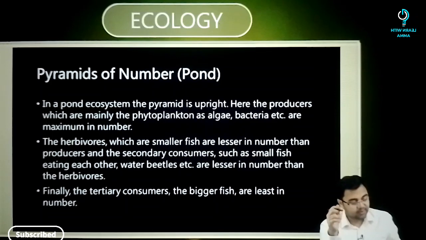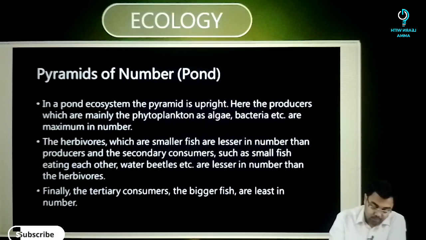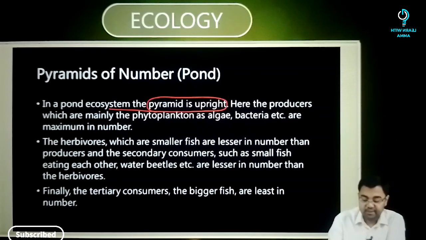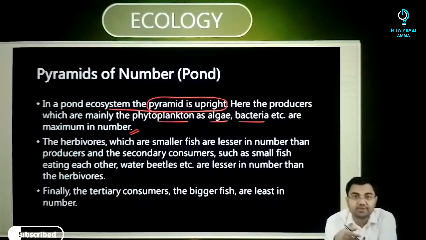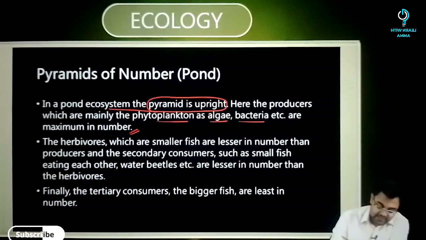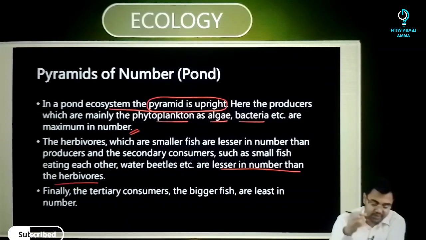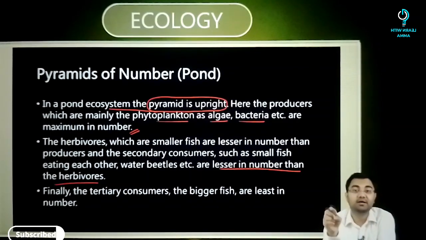Similarly, if we talk about a pond ecosystem, in a pond ecosystem the pyramid is upright. Here the producers, which are mainly the phytoplanktons, algae, bacteria, etc., are maximum in number. Then the herbivores, which are smaller fish, etc., are lesser in number than the producers. Then the secondary consumers or the carnivores, such as small fish, etc., are lesser in number than the herbivores. And finally, the tertiary consumers or the bigger fish are the least in number.